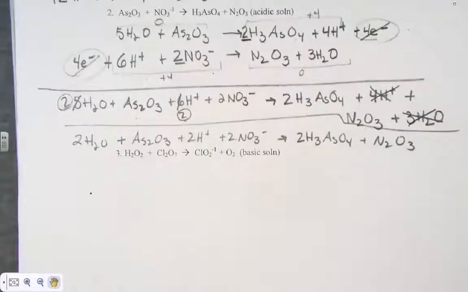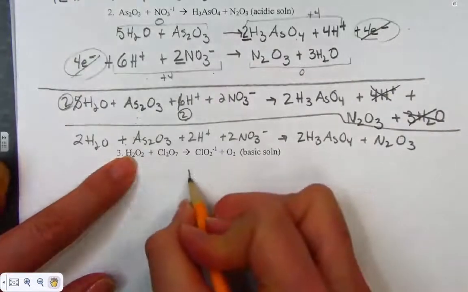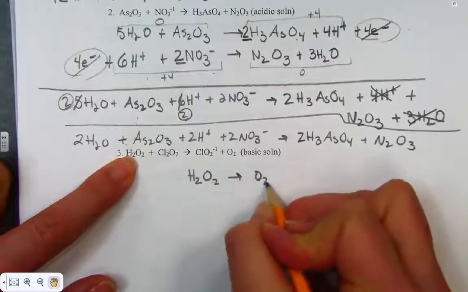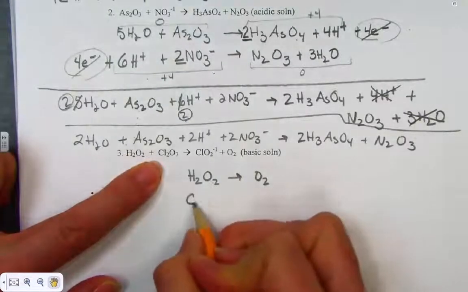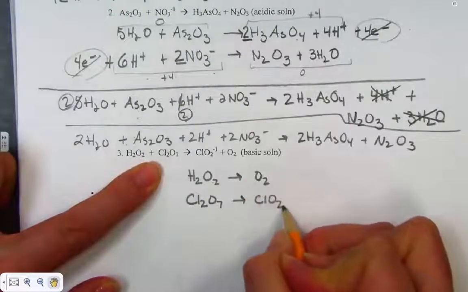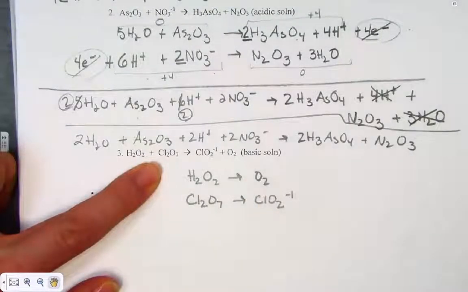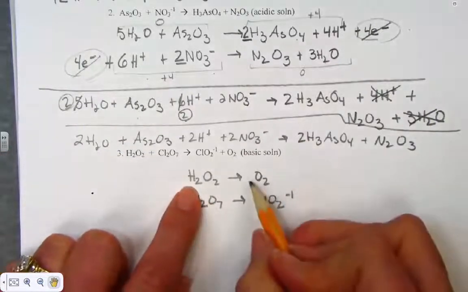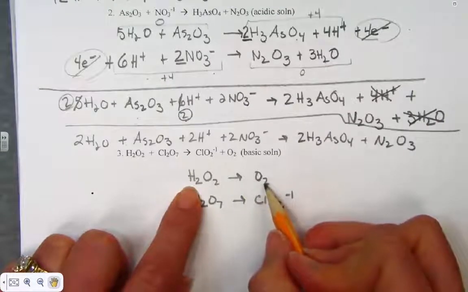We have one more, and that's in a basic solution. Hydrogen peroxide going to oxygen, dichlorine heptoxide going to the chlorite polyatomic ion. Let's concentrate our attention on the first of the two reactions, H2O2, making molecular oxygen.